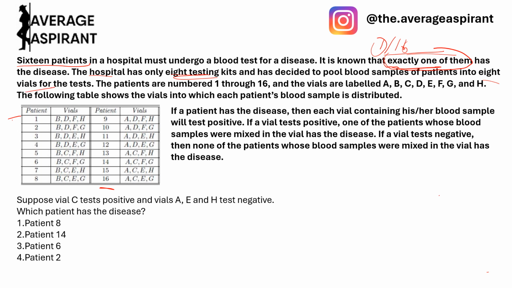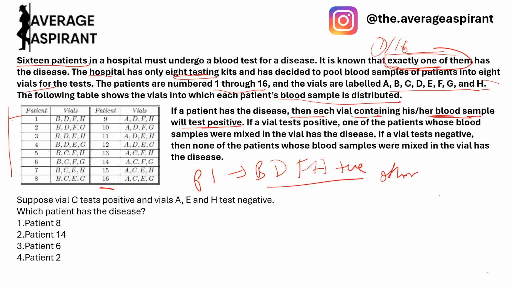The vials are labeled A, B, C, D till H. The patients are numbered 1 through 16. This table shows the vials in which each patient's blood sample is distributed. Now, if a patient has the disease, then each vial containing his or her blood sample will test positive. What does it mean? If patient 1 really has the disease, then B, D, F, H all will be positive and the others would be negative. All 4 vials of a particular patient should be positive.